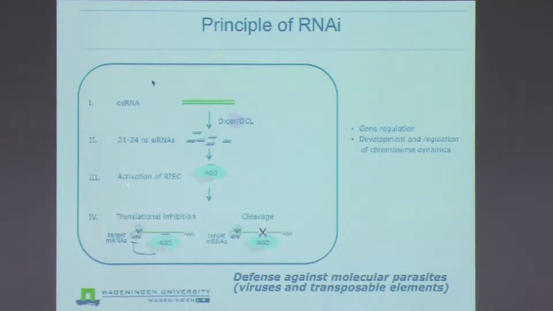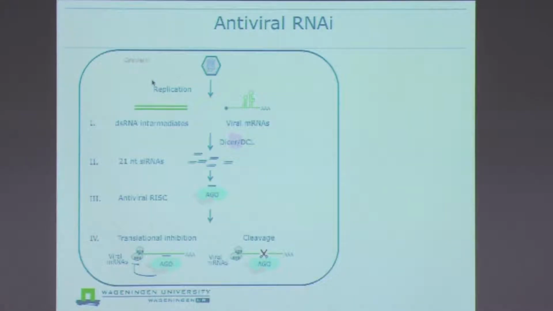This mechanism can turn antiviral, specifically against not only viruses, but as said, also against the molecular parasites, the transposable elements. They need to be kept silent. So how does this happen? How does this turn antiviral?